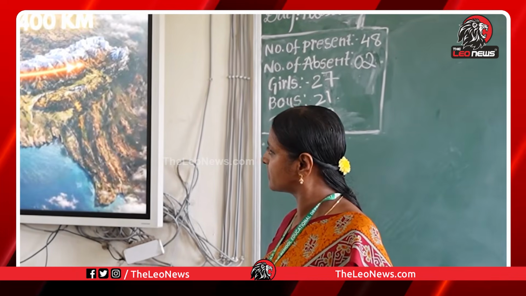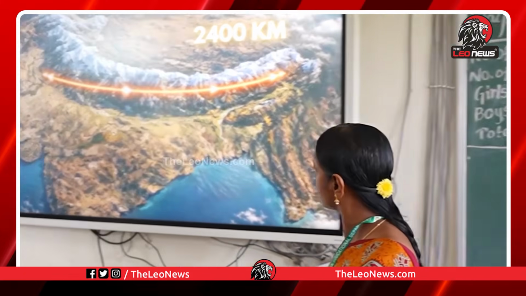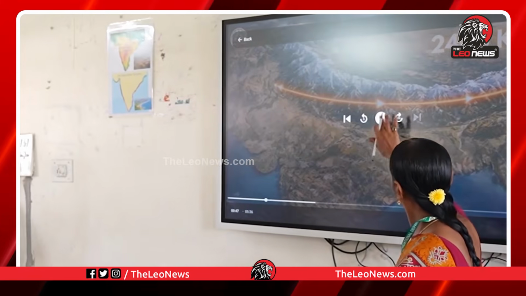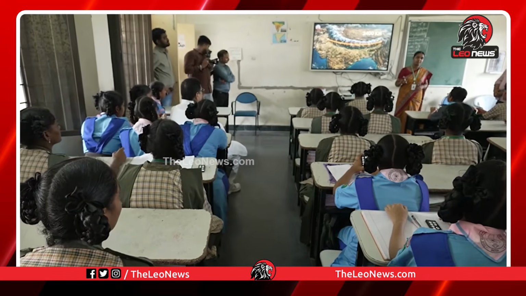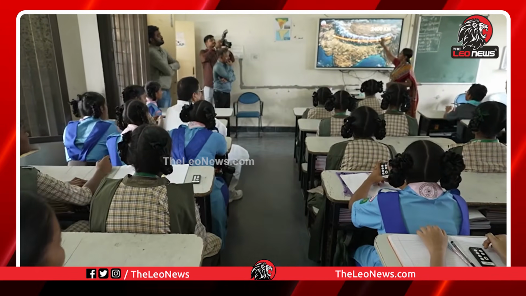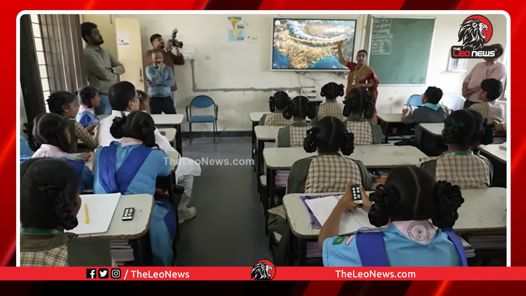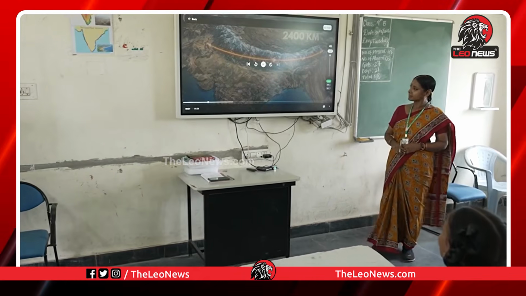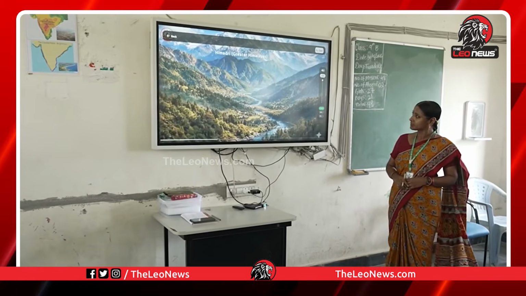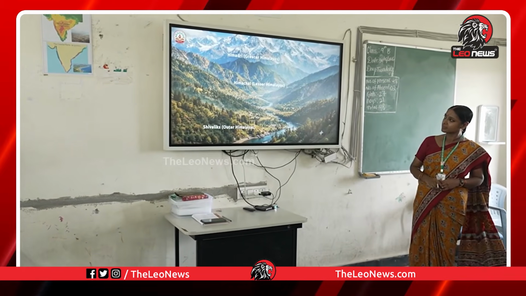The Himalayan mountains are young and still growing. They stretch for about 2,400 kilometers. The Himalayas are the highest mountains of the world, and they stretch from west to east. This is the first physical division of India. These mountains have three parallel ranges.